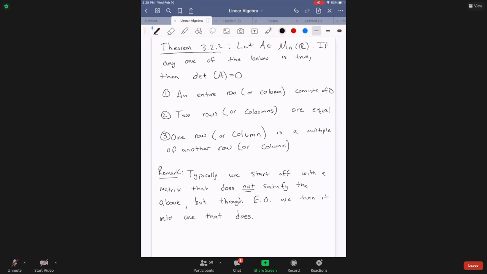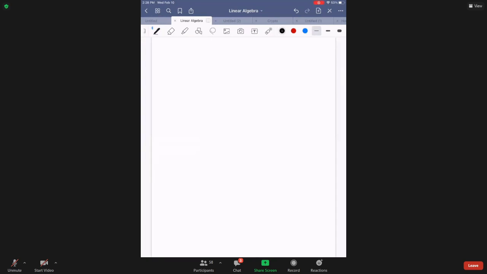Okay, so let's do an example. So let's see. 3.2.3. Find the determinant of A of 1, 2, 0, 4, -1, 18, 1, 0, 4. Okay. Solution. Again, always start off with the determinant of the original matrix.